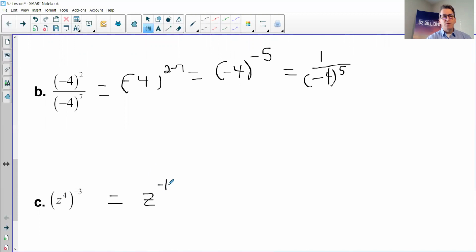Okay. All right, so with the negative 12, we have to take care of that negative exponent. And just like with the letter B example, that ends up being 1 over Z to the 12th.